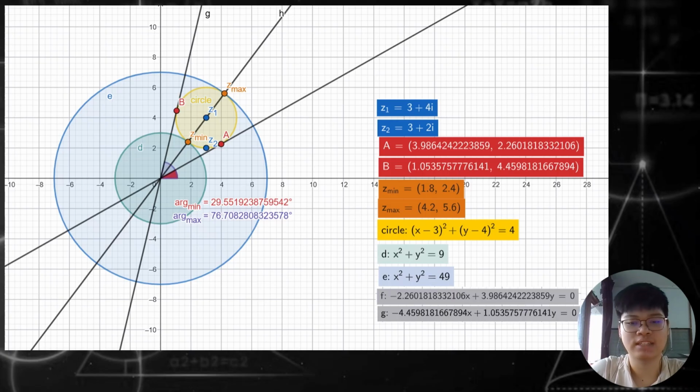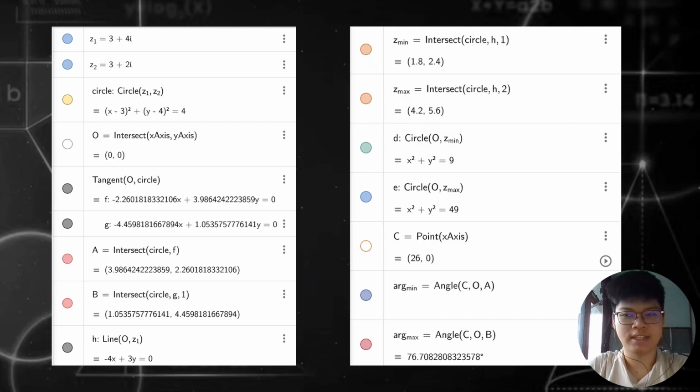The yellow one is the equation for the main circle. D is the circle for Z-min, and E is the circle for Z-max. F is the tangent line for point A, and G is the tangent line for point B. Our minimum argument is approximately 29.55 degrees, and the maximum argument is approximately 76.708 degrees. These are the equations for the circles, points, lines, and argument angles.